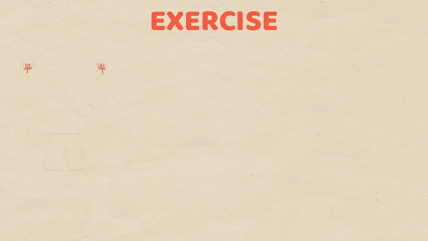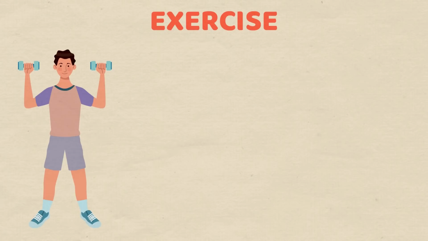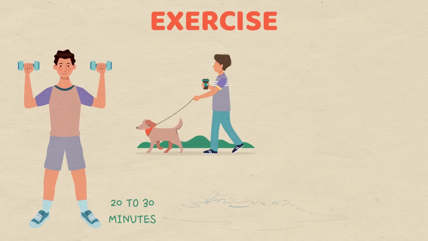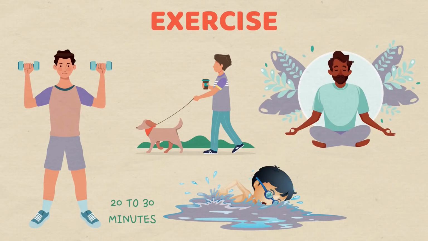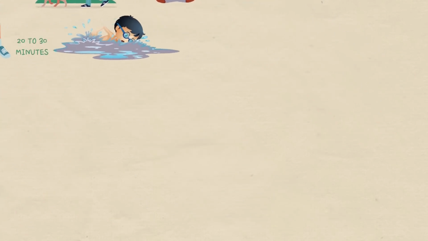Physical activity strengthens the muscles around your joints and helps to relieve stiffness. Aim for at least 20 to 30 minutes of physical movement at least every other day. Choose gentle, low-impact activities such as walking or swimming. Stretching exercises and yoga can also improve joint flexibility and help with pain management.